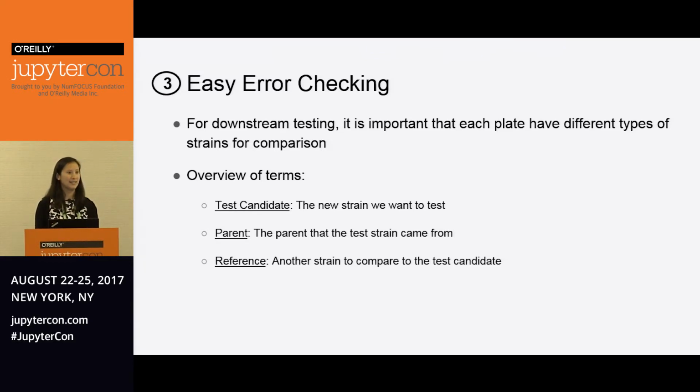The parent strain is the strain that the test strain came from. So what was the strain before this that you did your changes to? And then finally there's a reference strain, and that can be a lot of different types of strain, but it's basically just another strain that we use to compare to. So we want our test candidate to do better than all of these.